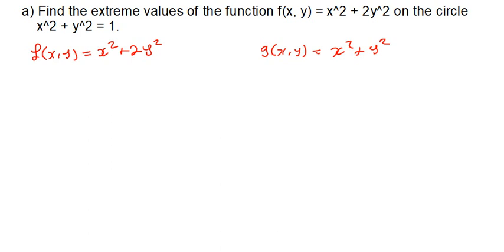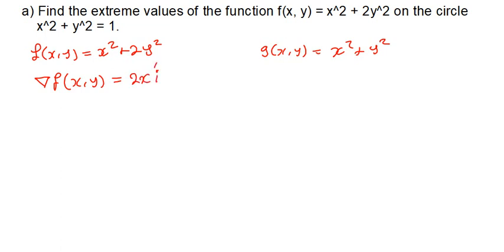Now first things first, find the normal vector. Here it's the gradient, so that will be the gradient of f. Differentiate this with respect to x and y at the same time. If you differentiate with respect to x, you're going to have 2x in the i.